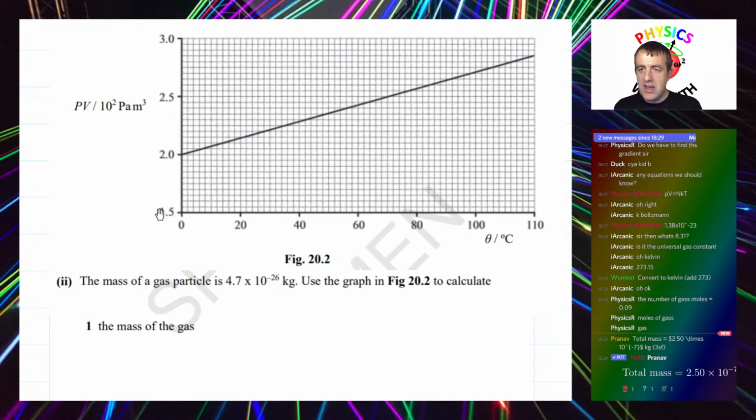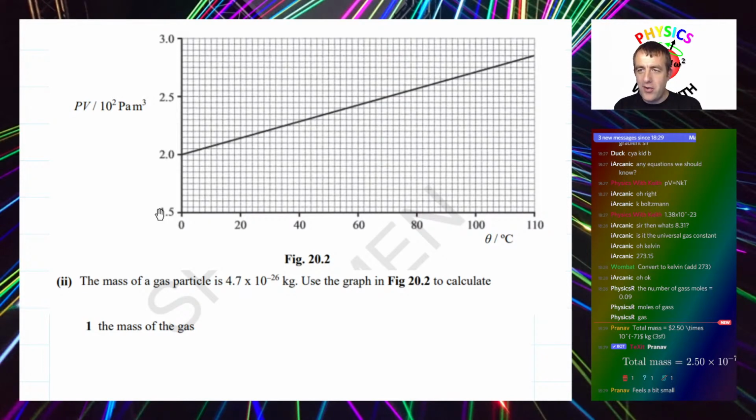Oh, Pranav's breaking out the rather broken bot for text. The LaTeX bot that never quite works. Well, let's work it out together, shall we? Because it might be right.